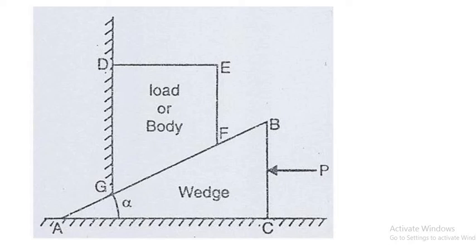So that means when we are applying force P in this direction, to the left, the weight of this body will be lifted upwards. That means when we push this wedge in the left direction, the body will lift. The movement of this body will be lifting upwards. Now we have to study what are the reactions and other conditions for both the wedge and the body to be in equilibrium.